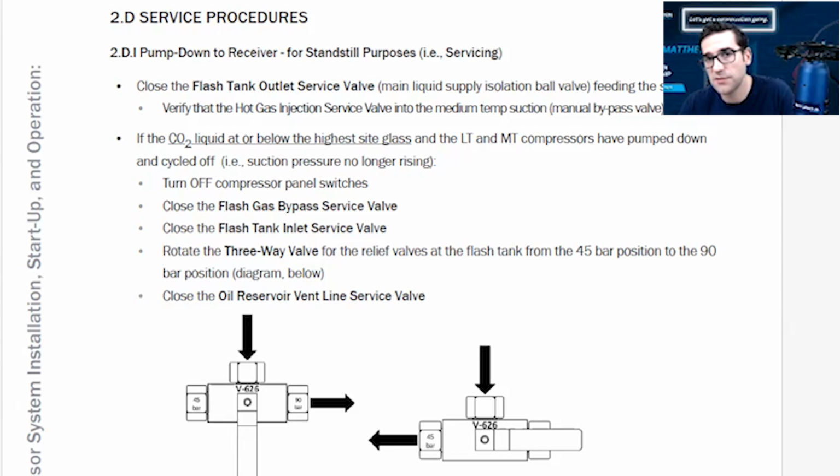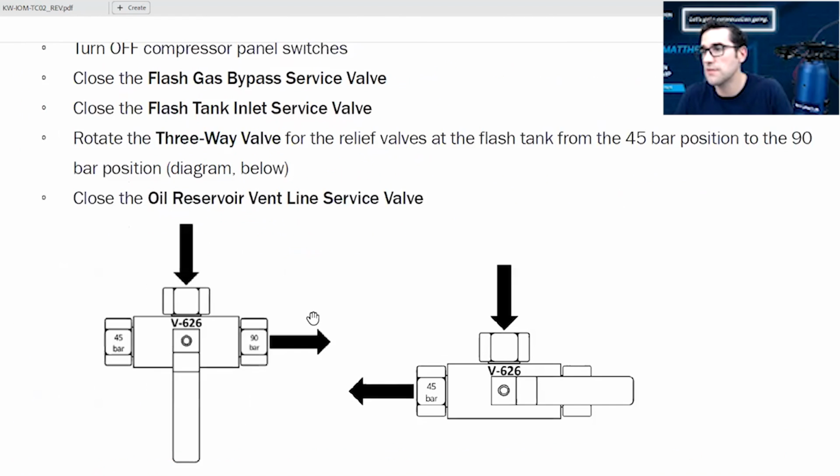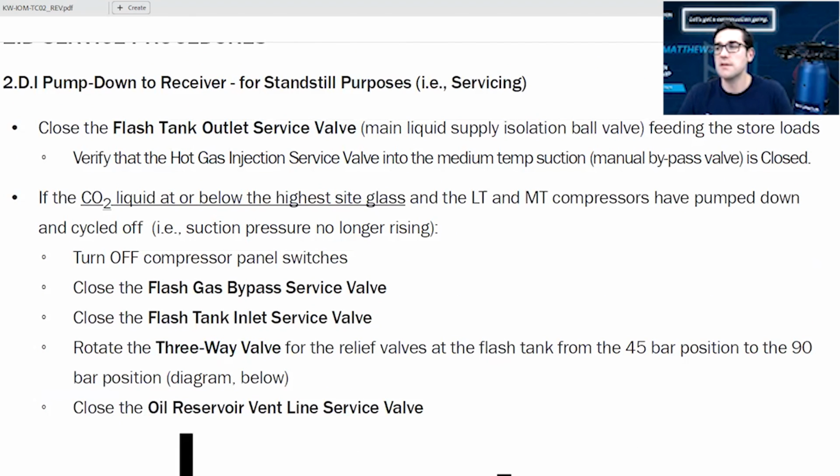The procedure that Advansor says right here in their manual is different than another manufacturer's procedure for what to do when you're pumping down a rack. Here you can see that they explain that they have different bar rated pressure reliefs on it. They do a great explanation. They talk about closing the flash tank outlet valve feeding the store loads, and verifying the hot gas injection to the medium temp is closed. If the CO2 liquid is at or below the highest cycle class, and the low temp and medium temp compressors pump down and cycle off, turn off the compressor's panel switch, close the flash gas bypass valve, close the flash tank inlet valve, rotate the three-way valve, and close the reservoir valve to the inlet line.